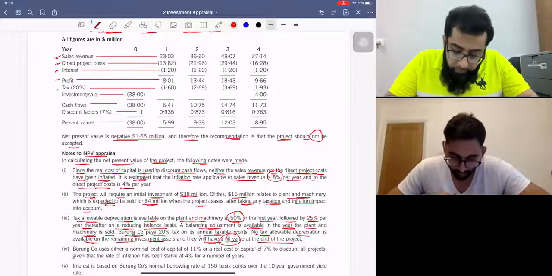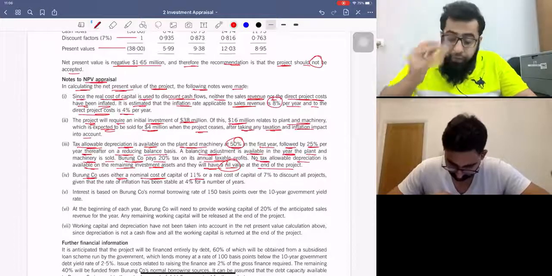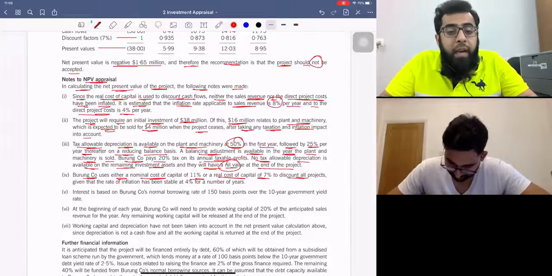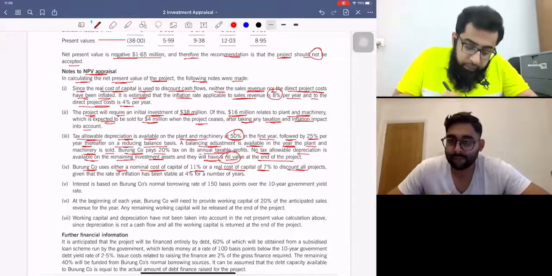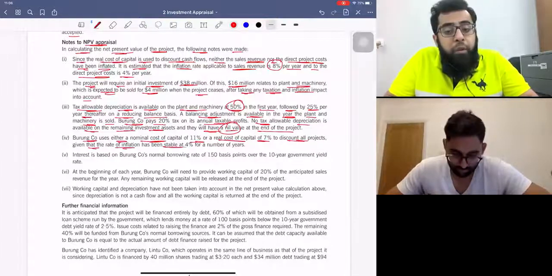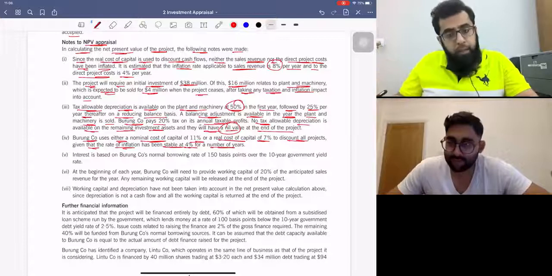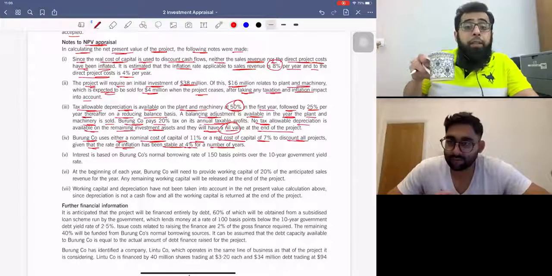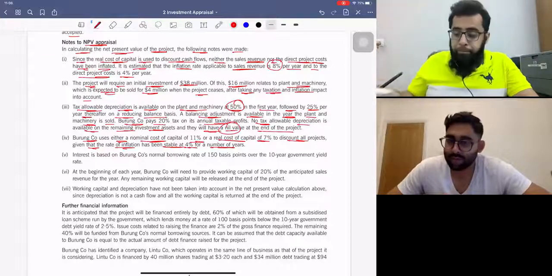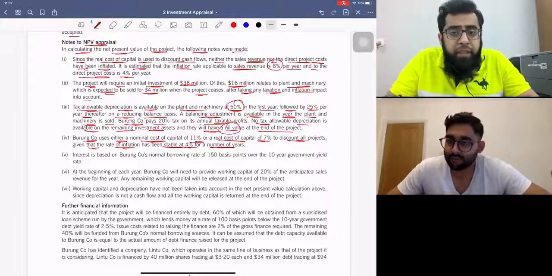Then Burung company uses either a nominal cost of capital of 11% or a real cost of capital of 7% to discount all projects, given that the inflation rate has been stable at 4% for a number of years. They've taken 7% as the discount factor because they said that we haven't considered the impact of inflation. So that's wrong, obviously. We have to do it for 11%. For APV, we will consider the inflated cash flows.